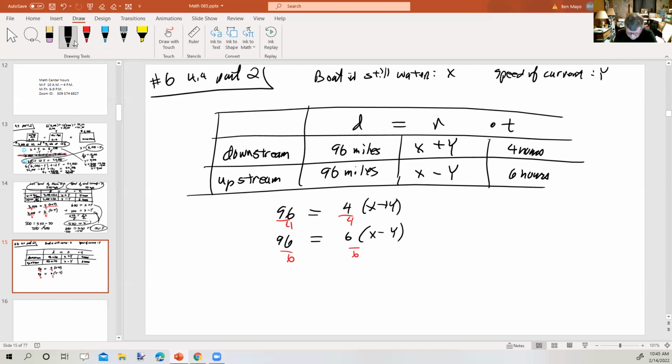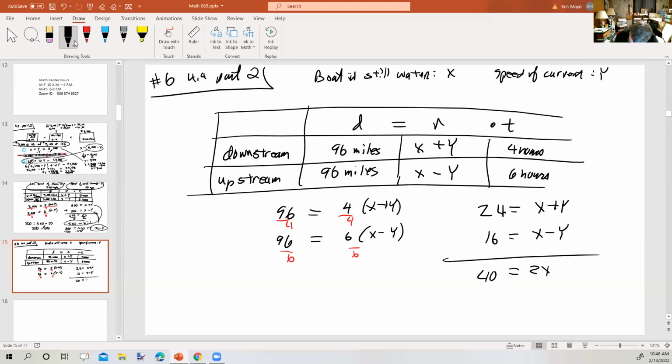Let's see, 96 divided by 4 is 24, so 24 equals x plus y. And then 96 divided by 6 is 16, so 16 equals x minus y. Again, this works out very nicely because 4 divides evenly into 96, and 6 also divides evenly into 96. Adding these together, I get what?